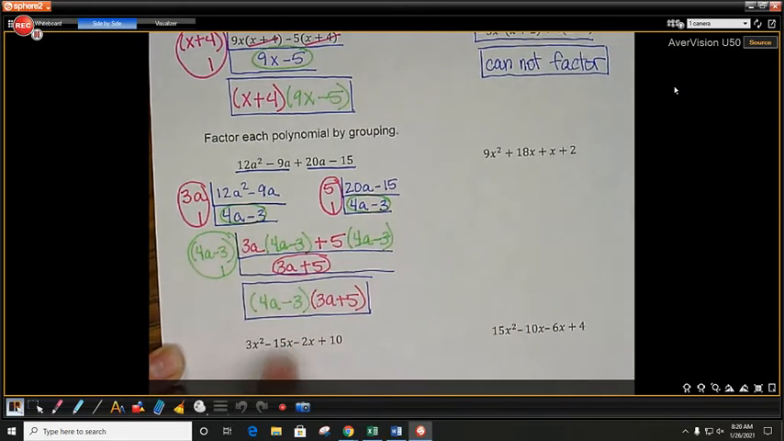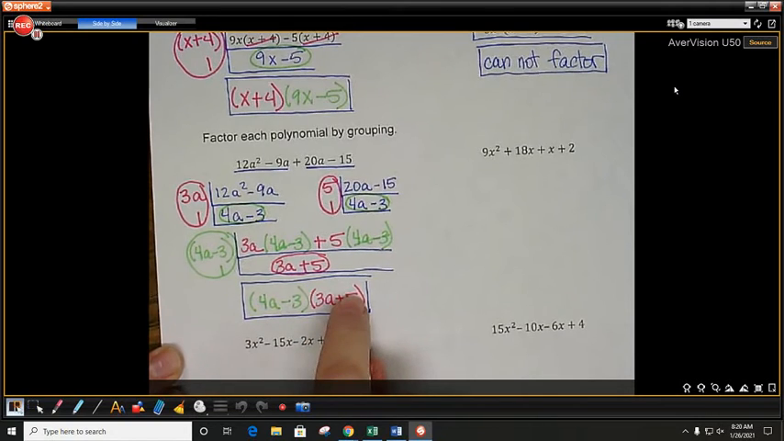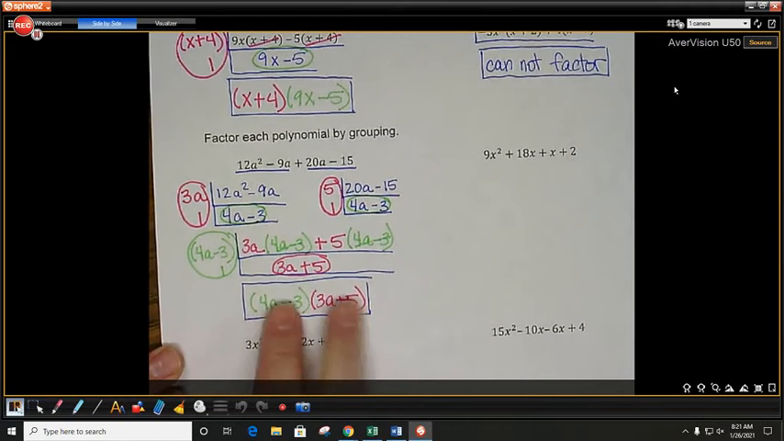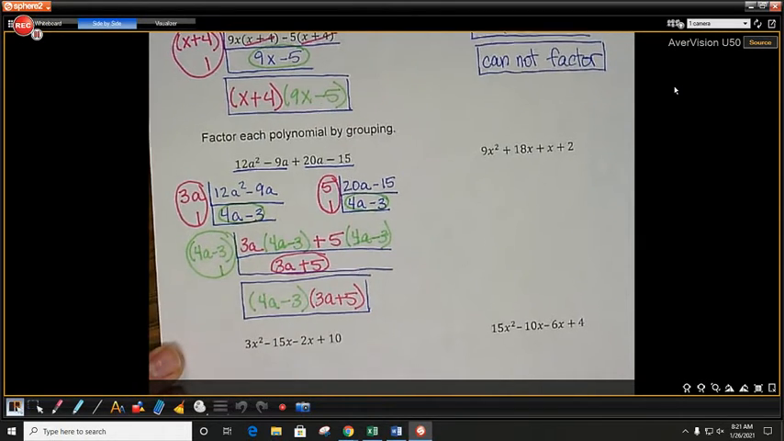Again, this is called factored form because I have one parentheses times another parentheses. Factored form is two things multiplied together, or you can have more than two things. Okay, this is simplified form because you don't have any parentheses. So let's go on to the next one.